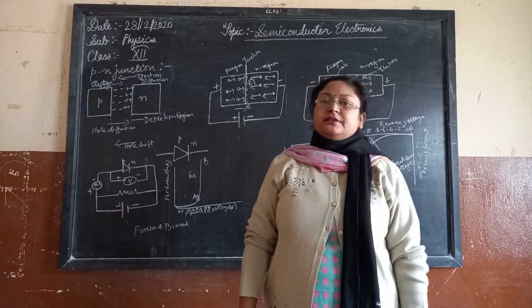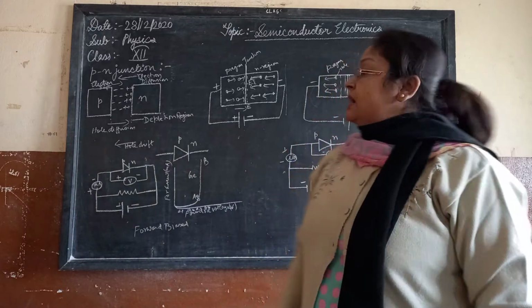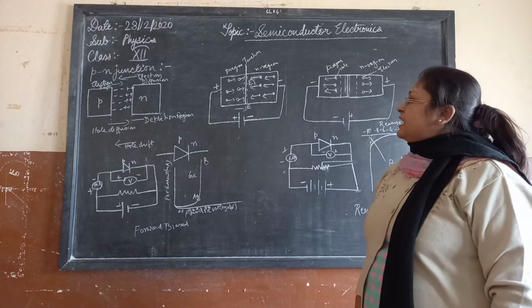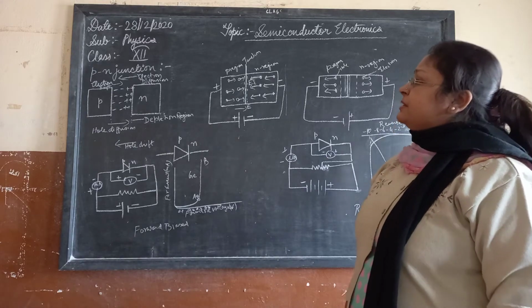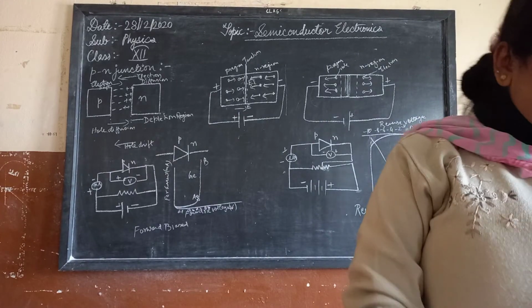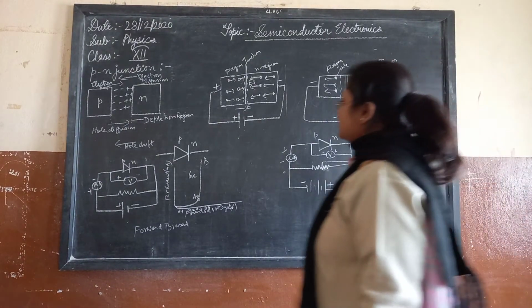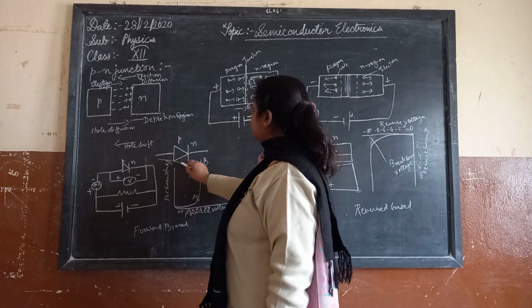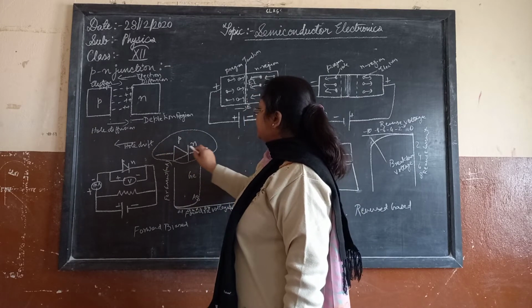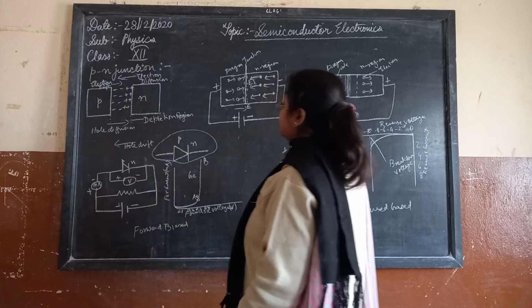The topic of the very last chapter is semiconductor devices. In semiconductor electronic devices we have the PN junction. How the PN junction is created, let's see that. The PN junction is symbolized like this. Here these are the P-type impurities and these are the N-type semiconductor impurities.